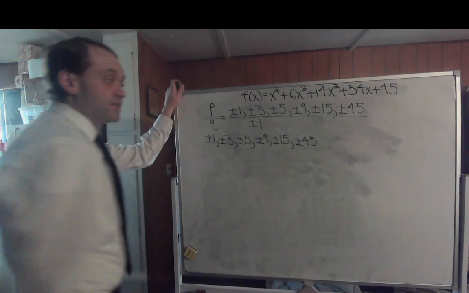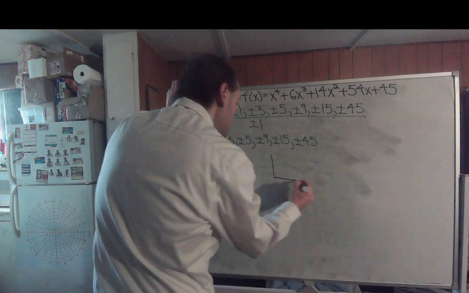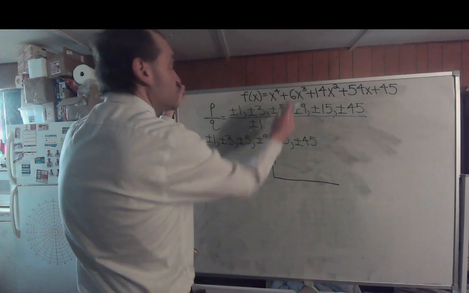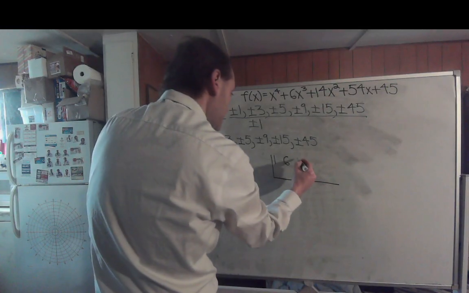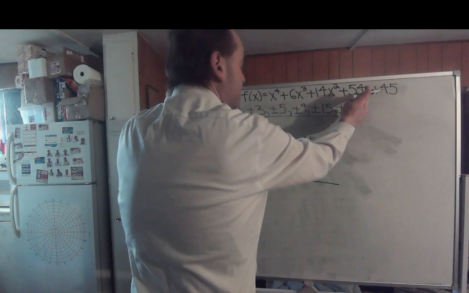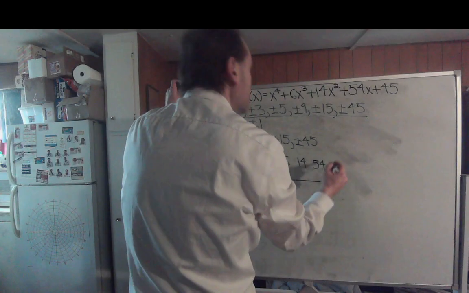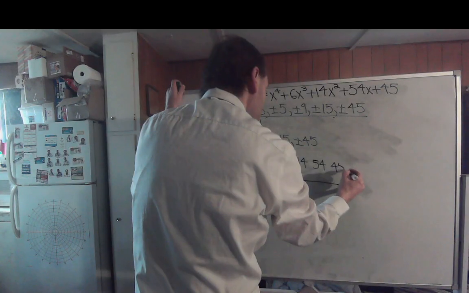All right, let's begin the synthetic division and see what we come up with here. Coefficient of the x to the fourth term is 1. Coefficient of x to the third is 6. Coefficient of x squared is 14. Coefficient of x to the first is 54. Coefficient of the constant term is 45.